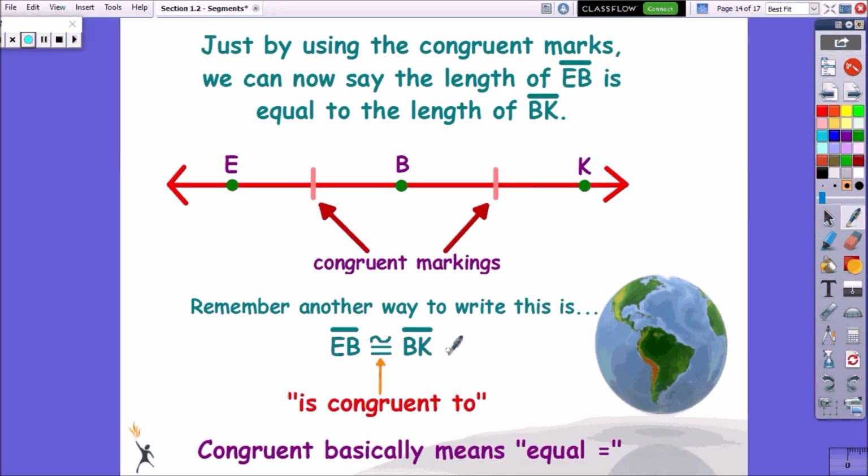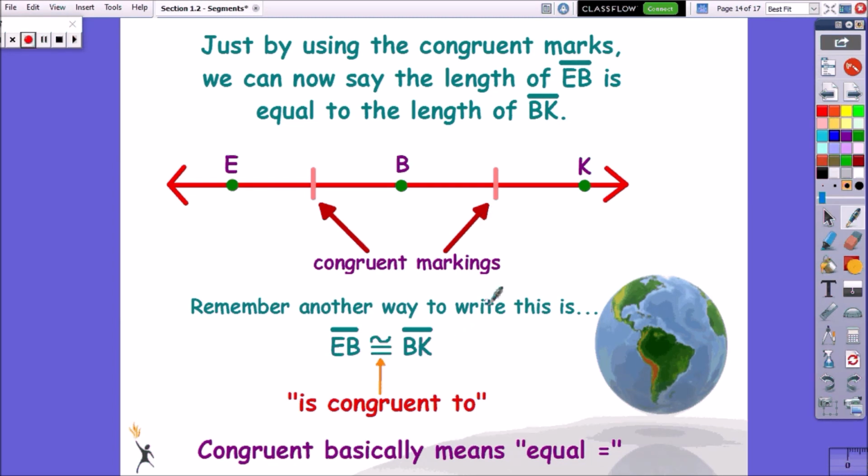So here's just kind of an updated picture here. Again, we call those congruent markings, and we see those type of markings specifically on segments. And so what we could say is segment EB is congruent to segment BK. We're saying that they have equal measure without actually saying equal measure. Okay, we don't know how long these two segments really are. They could be 20 feet long each. They could be 2 inches long each. We don't know. But what we're saying is that they are equal.